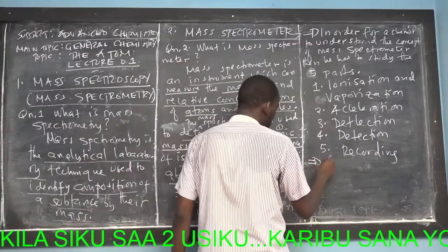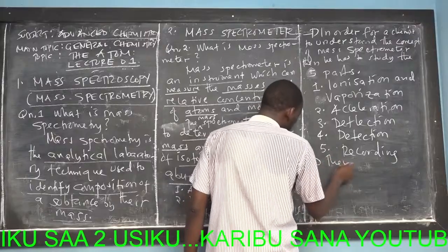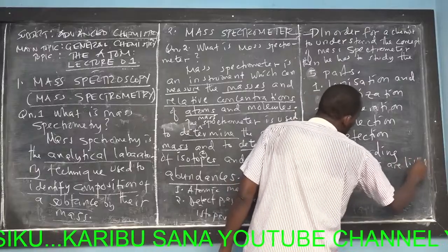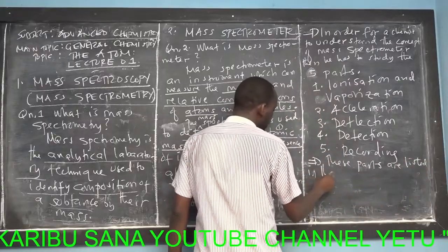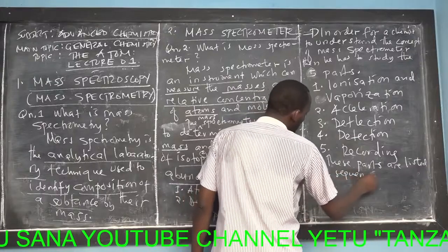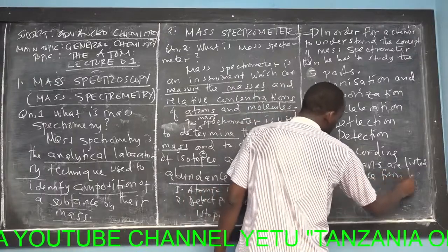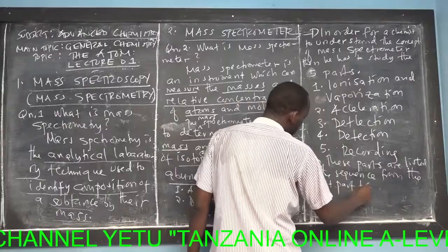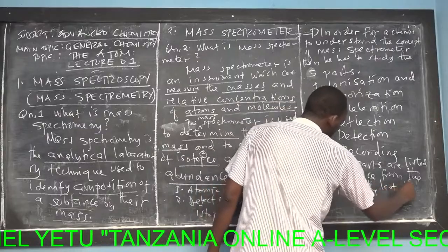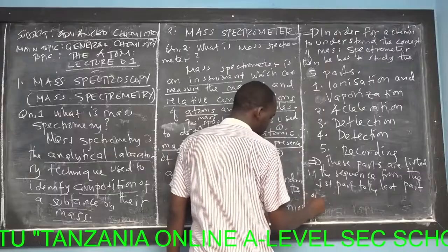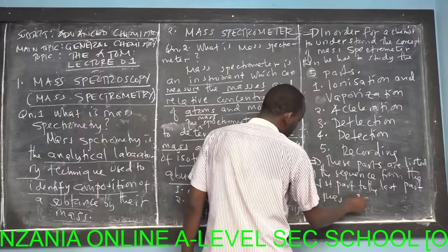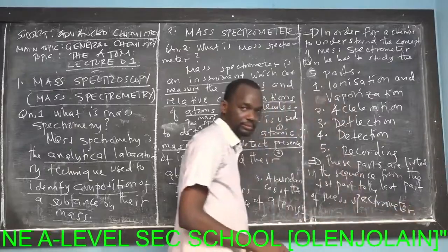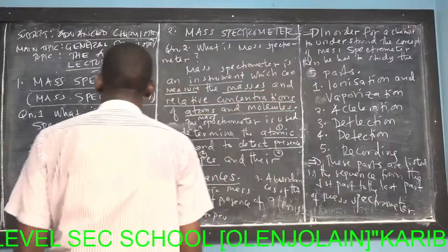So these parts are listed in the sequence from the first part to the last part of the mass spectrometer. Is it interesting? Yes.